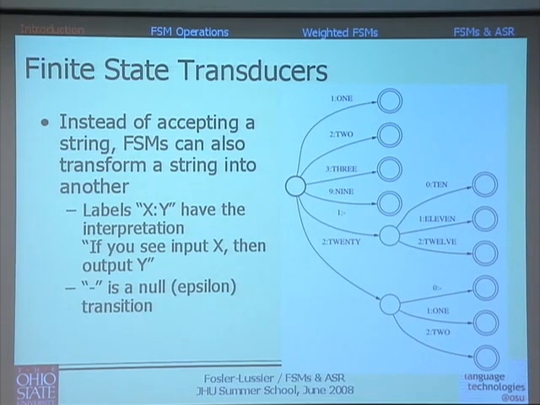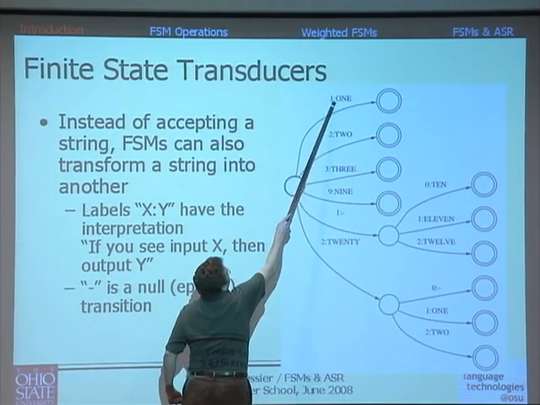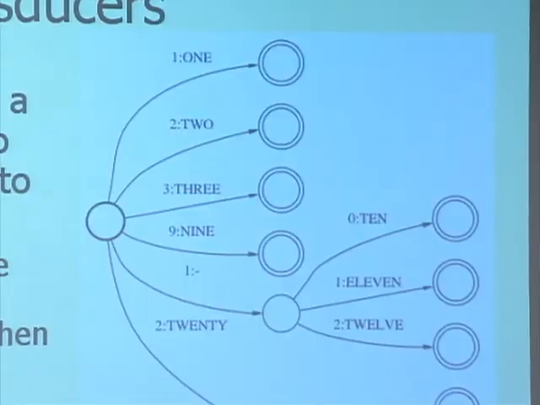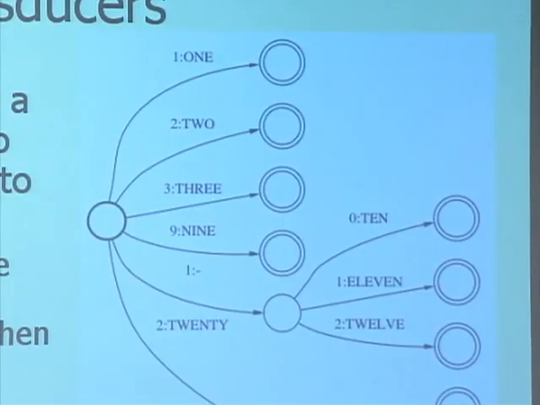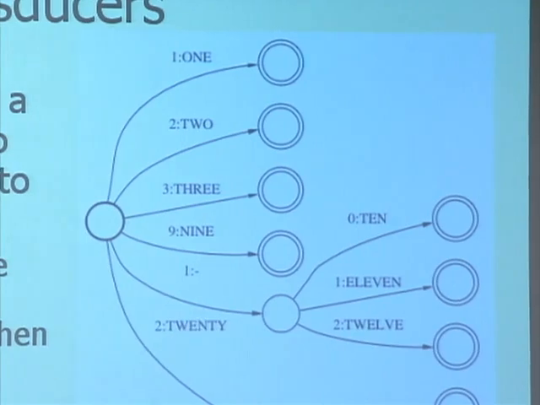Now I might want a system that might turn, for example, digits into spoken numbers, okay? So if I see the digit 1, and that was my only digit, then I'm going to put out the word 1, right? Here's 2, 3, and you can go all the way up to 9.